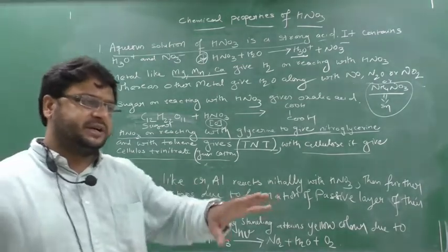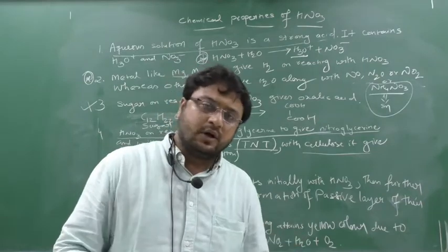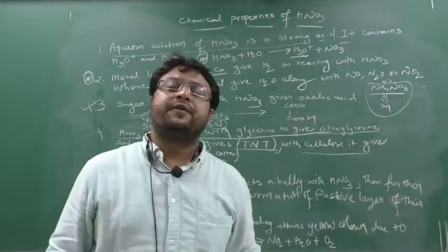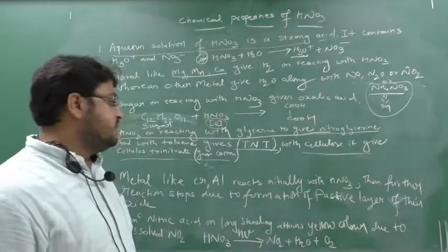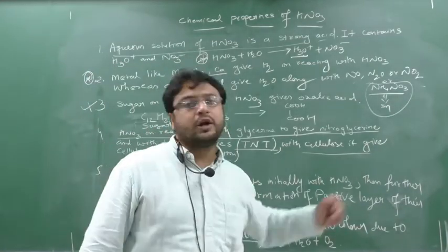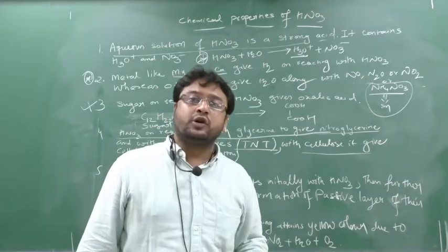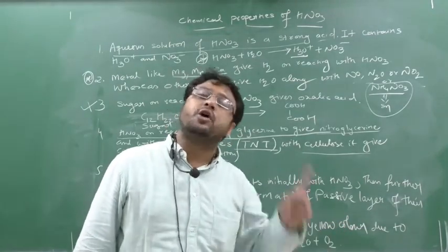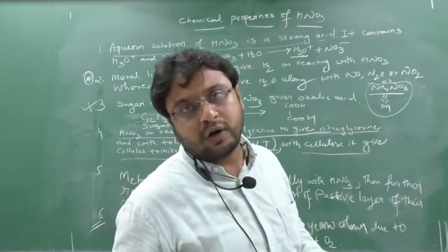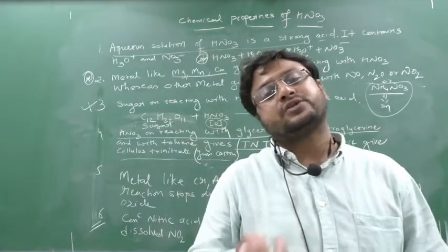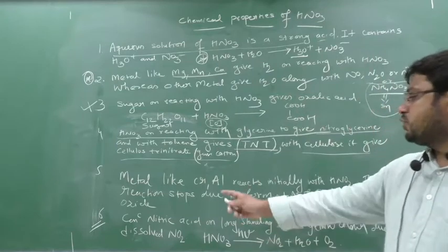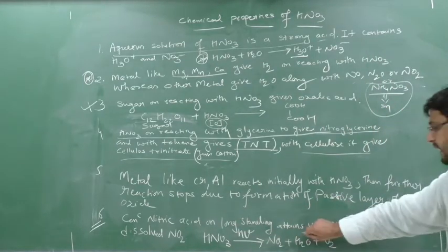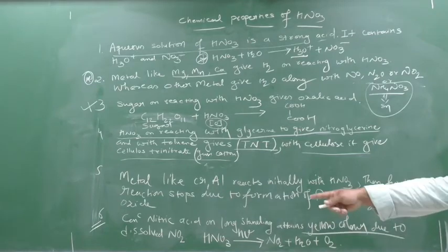Clear this part? Next, this sixth point is very important: nitric acid on long standing. If you keep nitric acid as it is in an open bottle, after certain days what will you see? You will see that nitric acid has attained a yellow color. That yellow color is due to the impurity of dissolved NO2, nitrogen dioxide. So concentrated nitric acid on long standing attains yellow color due to dissolved nitrogen dioxide.